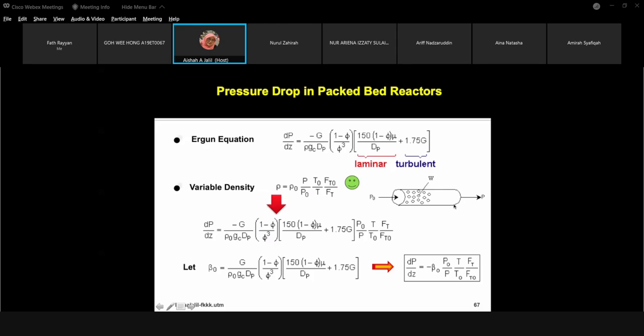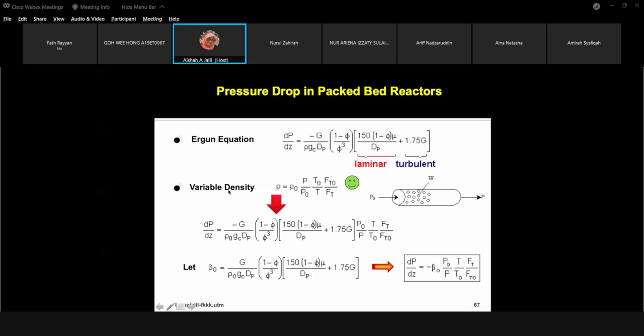This is the PBR. You can see the W, packed bed reactor. Z is the length of the reactor. What is G? G is the superficial mass velocity, then rho, G, and D_p is the particle diameter. I think this is the first time you see this kind of equation? Yes, doctor. Okay, never mind.